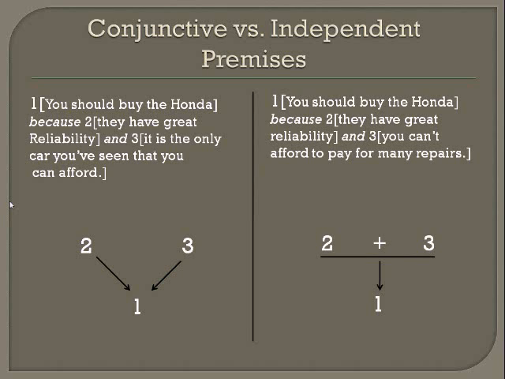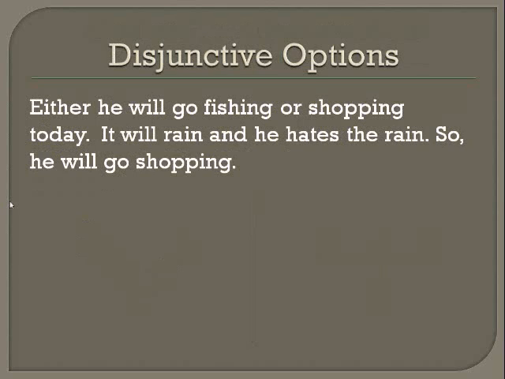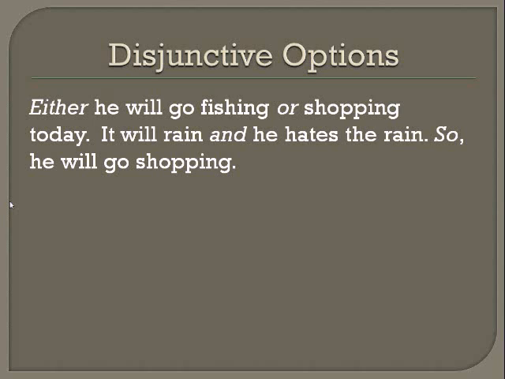Next. Let's look at an argument that's framed in terms of a disjunctive option. A disjunction is an either-or statement. So, either he will go fishing or shopping today. It will rain and he hates the rain, so he will go shopping. Well, either is going to identify that you have a disjunctive going on with the or, as you can see, I've also italicized. And is going to separate premises, and so is going to indicate a conclusion.